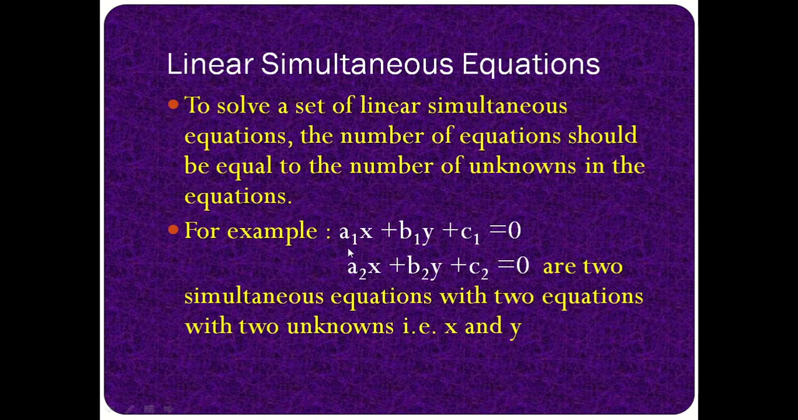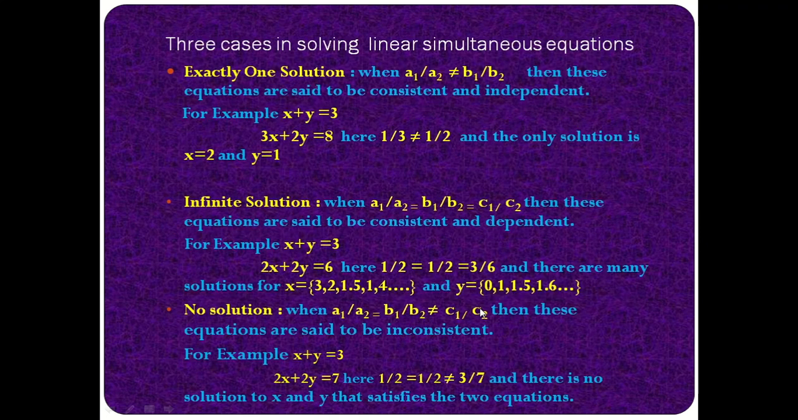Here a1, b1 and c1 are the coefficients or constants in equation number 1. a2, b2 and c2 are the constants in equation number 2. Now, the three cases in solving linear simultaneous equations. While solving linear simultaneous equations, these three situations may happen.